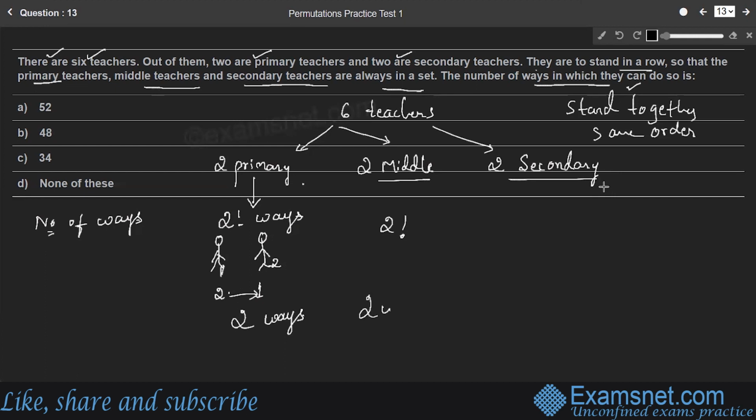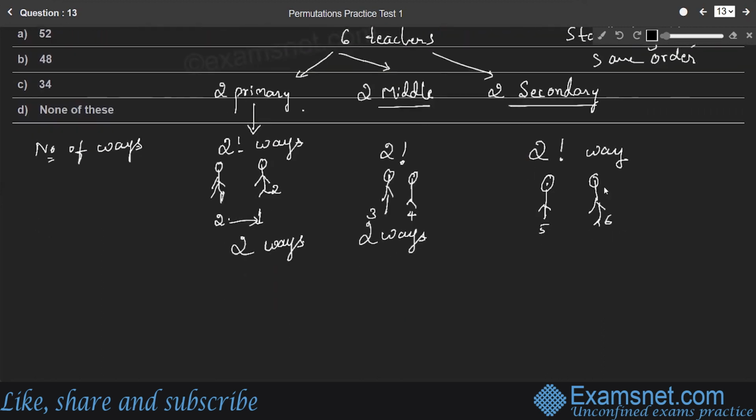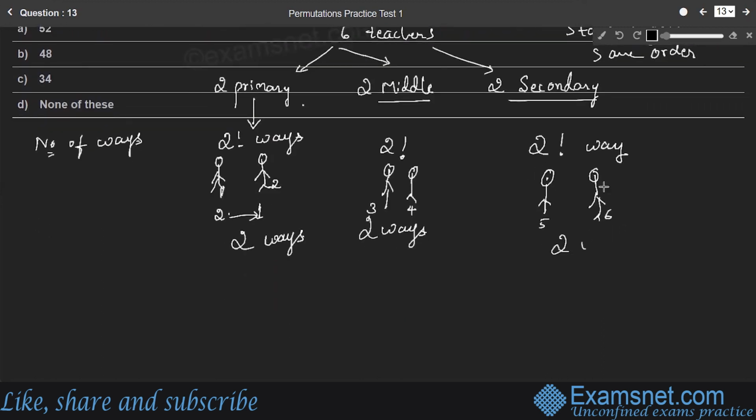So in two ways they can stand, right? Similarly for secondary teachers, in factorial two ways they can stand. So if there are two teachers, the third teacher and fourth teacher can just interchange their positions. Only then can they stand side by side. Therefore for the fifth and sixth teacher also, you can just interchange their positions. Therefore the number of ways they can stand is two ways.